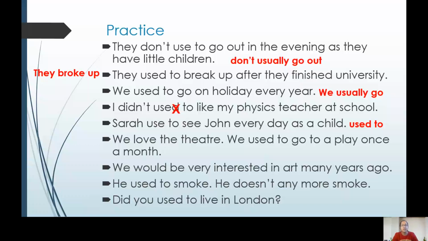We love the theatre. We usually go to a play once a month. It's a regular action. We love the theatre now. We do this now. He would be very interested in art many years ago. That has to be, we used to be very interested, because be is a state verb and we can't use it with would.